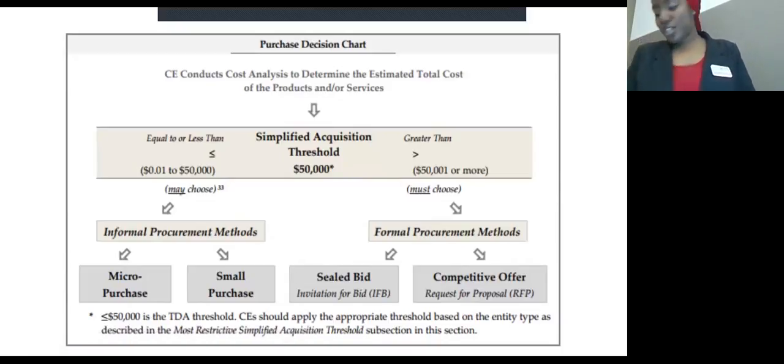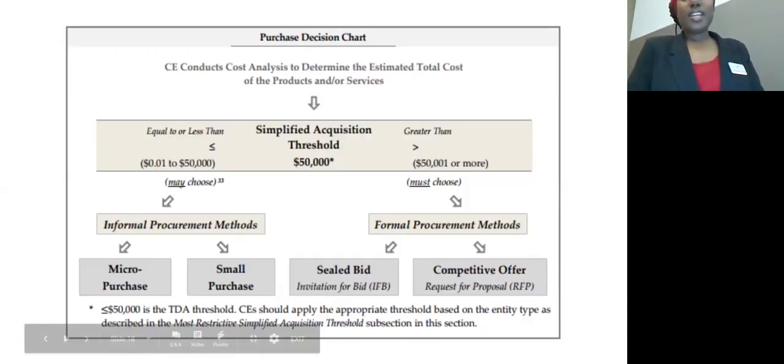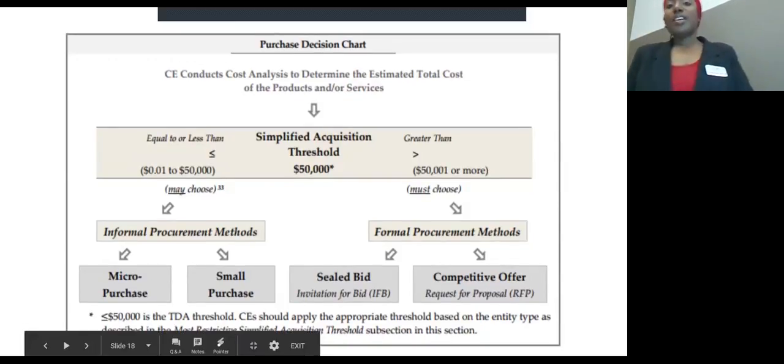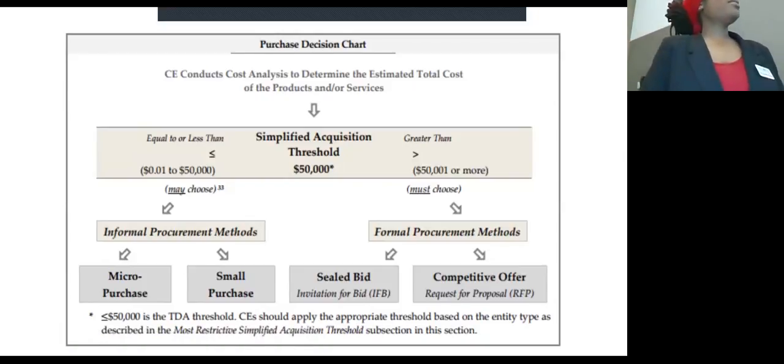So here we have a chart that can be found on page 17.38 in the ARM. And TDA just provided this particular chart to give a whole visual view as far as how to make a purchase decision.